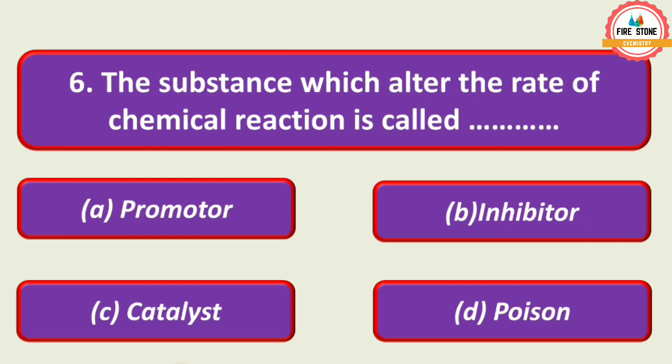Next question, question number 6. The substance which alter the rate of chemical reaction is called dash dash, and the options are A promoter, B inhibitor, C catalyst and D poison. And the correct option is option number C, that is catalyst. So the substance which alter the rate of chemical reaction is called catalyst. Alter means change.